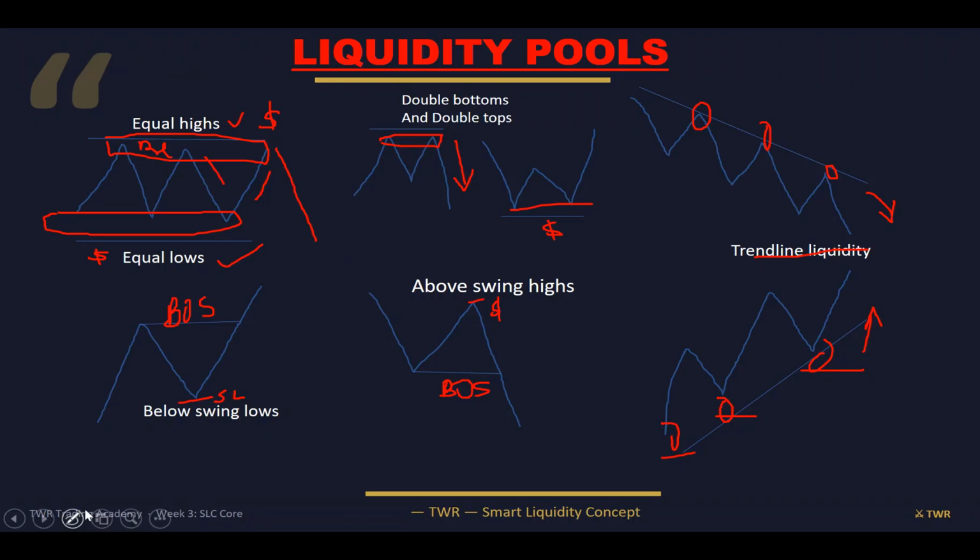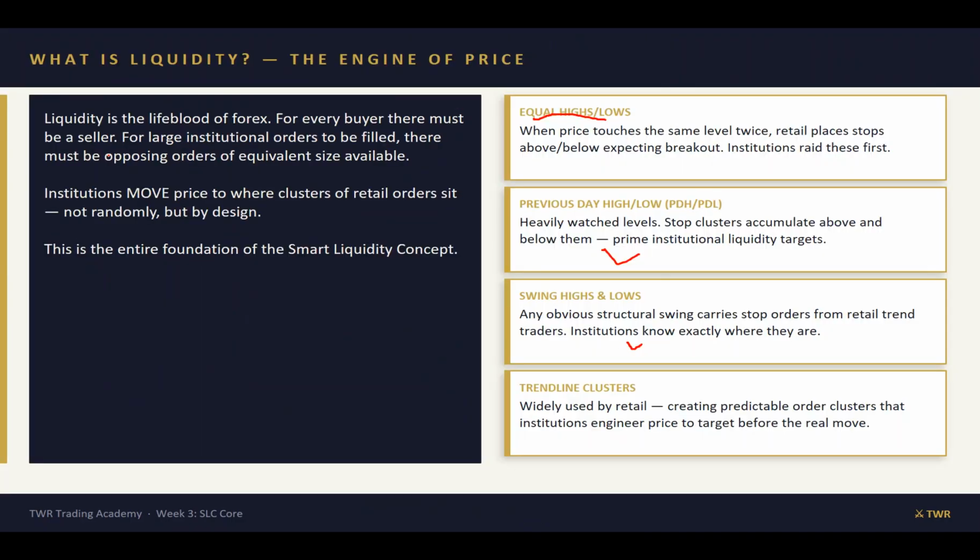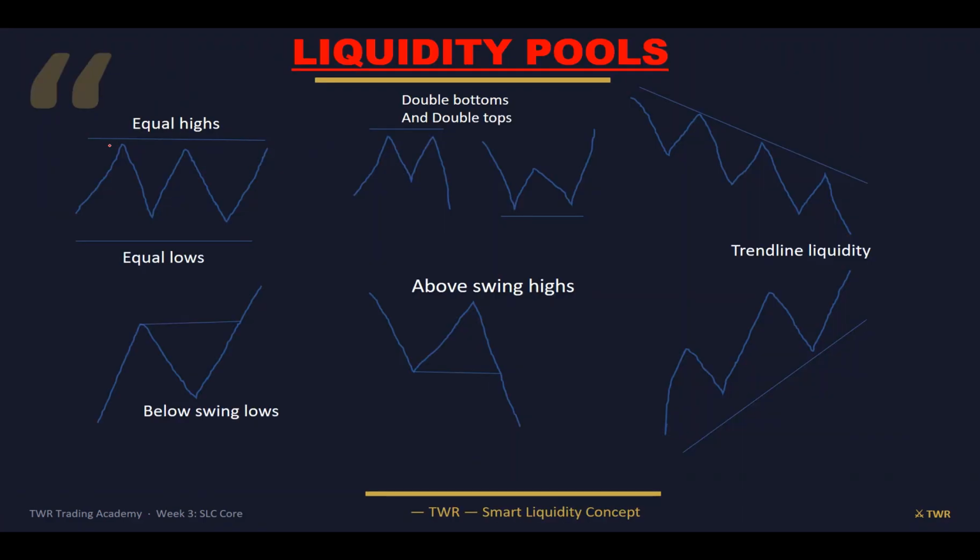Let me explain using this one here. I'm talking about buy side liquidities. When we began this liquidity session, we said that for every buyer, there must be a seller. Now, let's take this point right here. This is a resistance point or equal highs. Retail traders are looking to sell from this point, and their stop losses are resting right above here.